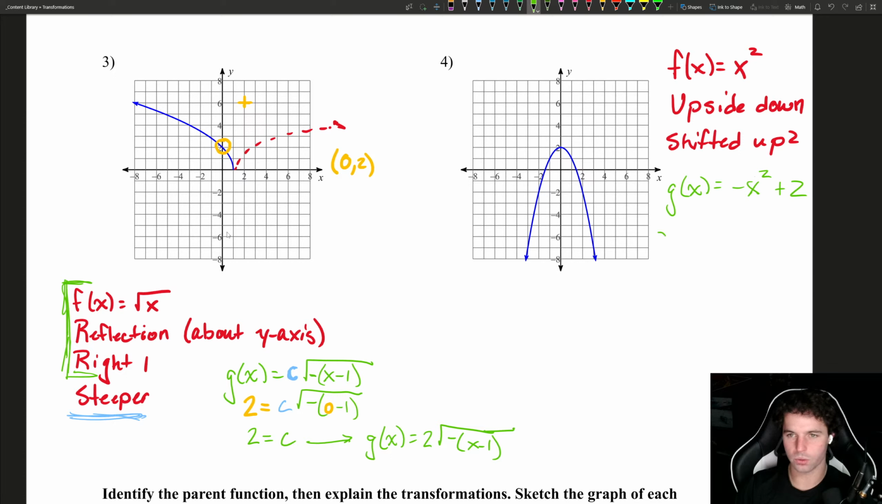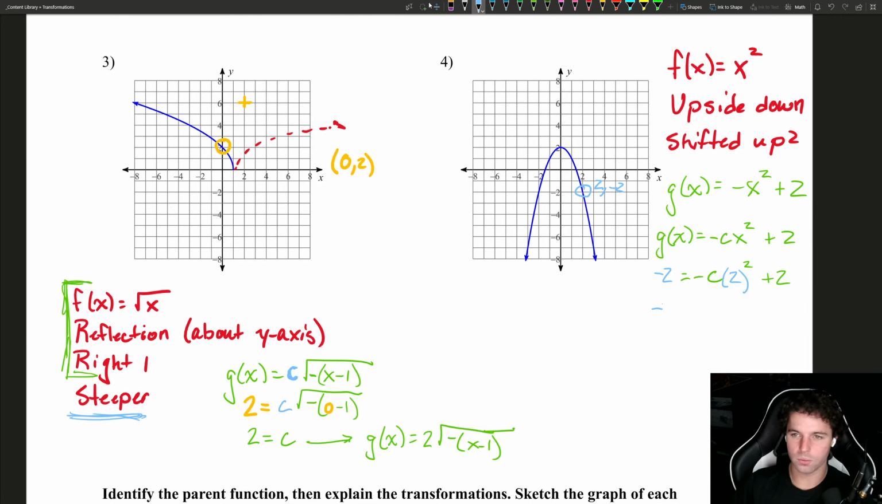So in order to solve this, we would do g of x is equal to negative c x squared plus 2. We'd find a point that works, plug it in, and solve for c. So in this case, let's do 2, negative 2. That's a point that works. So when we plug in 2, we should get negative 2. So negative 2 should be equal to negative constant times 2 squared plus 2. Then we would just solve for the constant, and then we have our equation.